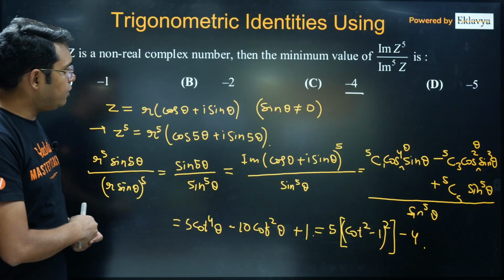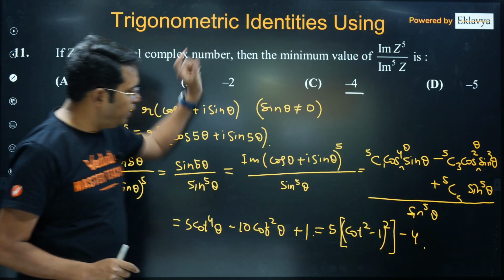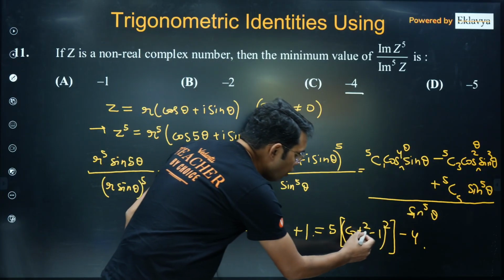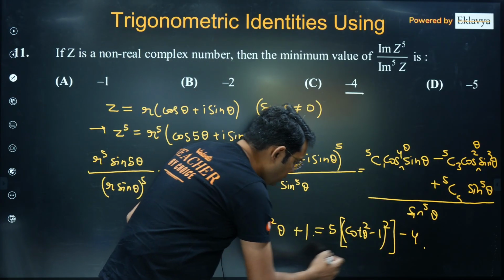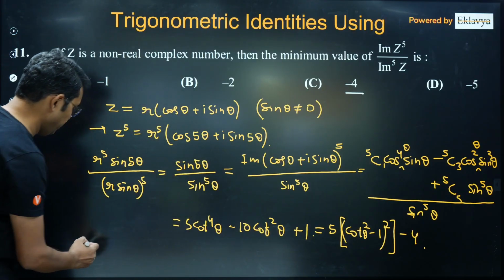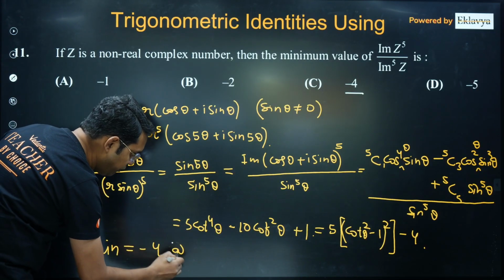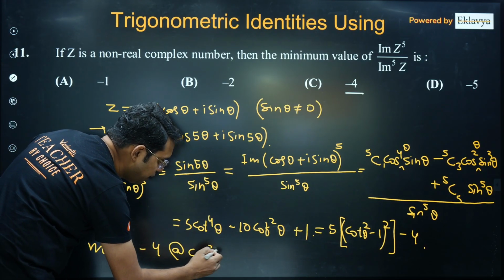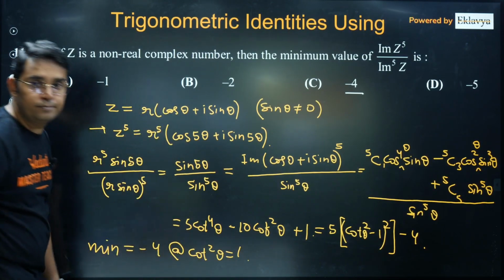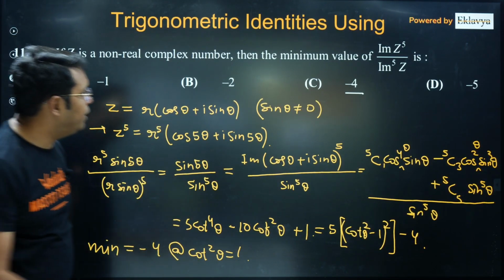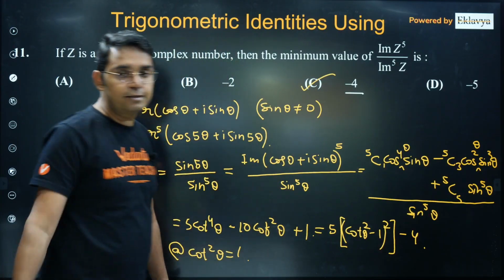Okay, so if we are looking for the minimum value, the minimum value will be 4 when cot value becomes equal to 1. So the minimum would be equal to minus 4, and it will be when cot square theta becomes equal to 1, and that's it. I think here the answer is marked, maybe. So the answer is C here.